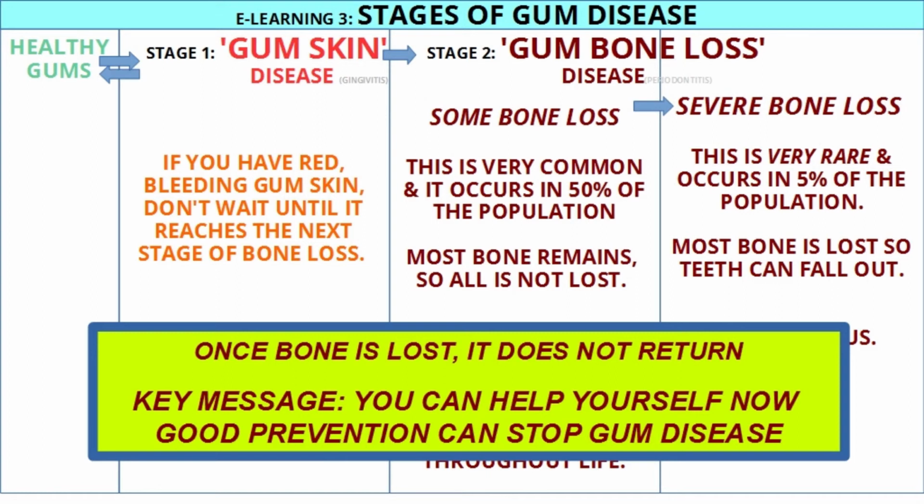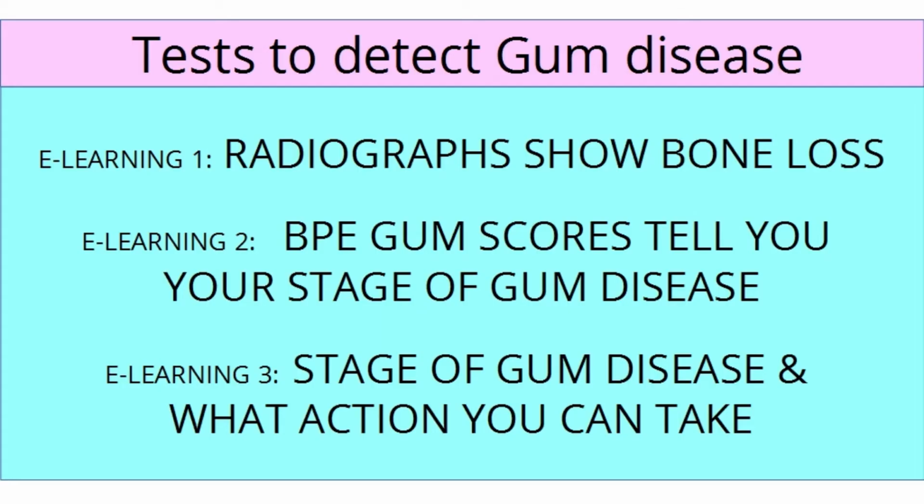Key message: you can help yourself now. Good prevention can stop gum disease. E-learning summary. E-learning 1, radiographs, show bone loss. E-learning 2, BPE gum scores, tell you your stage of gum disease. E-learning 3, stage of gum disease, and what action you can take.